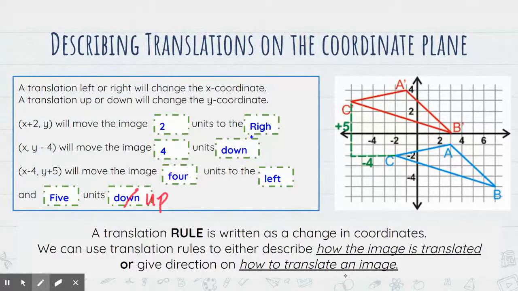Okay, so that right there is your rule. If I give you a translation rule, you should be able to tell me what the new points are. And always look at these vertices. As far as the figure is concerned, the whole thing will move as long as the vertices are moved and connected. You will have a new figure there.